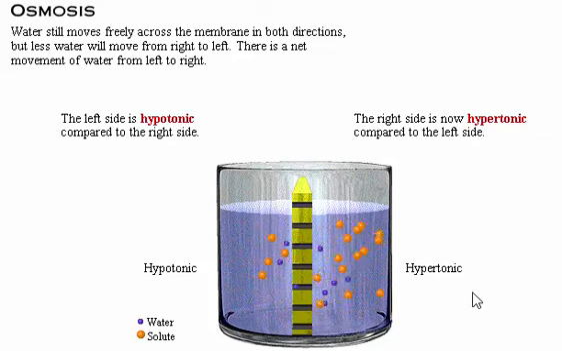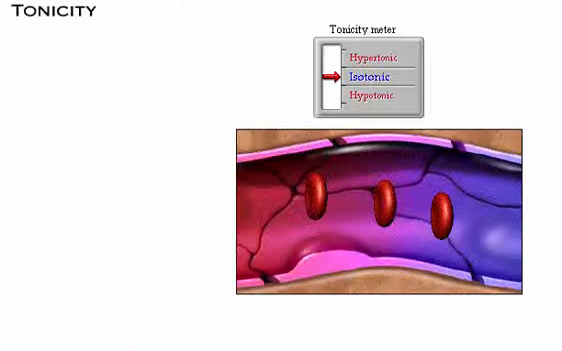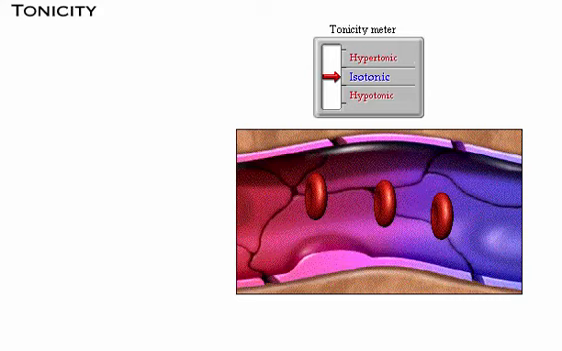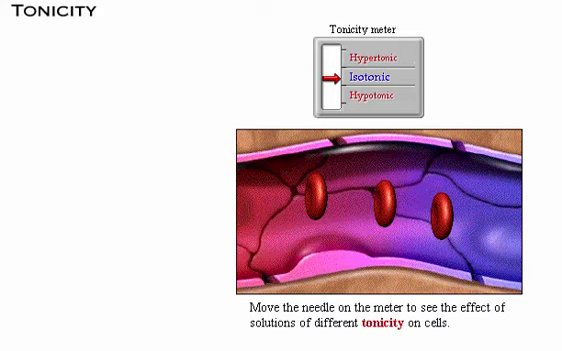Let's see how osmosis affects real cells. Move the needle on the meter to see the effects of solutions of different tonicity on cells. In a hypotonic solution, water moves into cells and they expand.